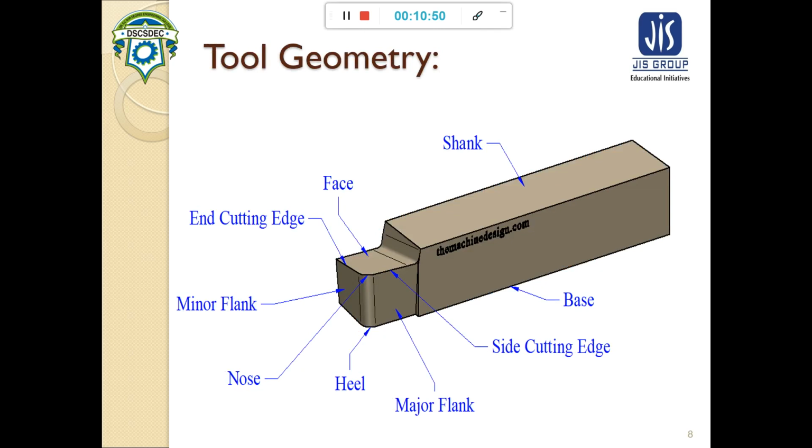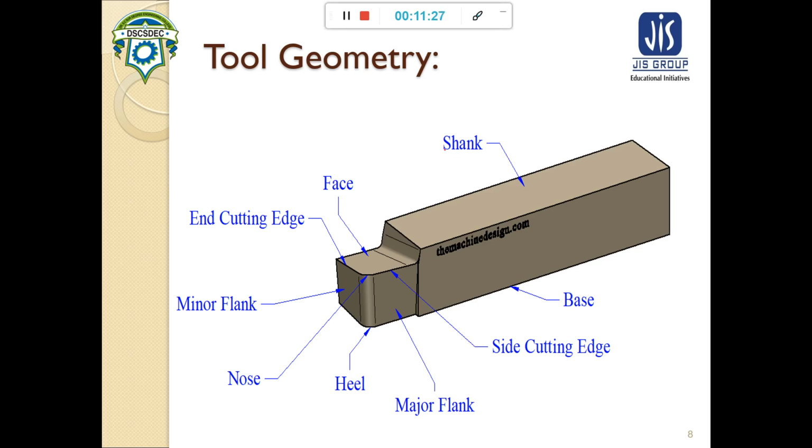Now we will see about tool geometry. What is tool geometry? Tool geometry is nothing but the distinguishing features of the tool: how the tool looks and what the perfect shape of the tool is, so that it can give us maximum productivity. Only the tool geometry of a single point cutting tool is in our syllabus, so we will study that only. In this figure of the single point cutting tool, we can see the distinguished parts of the tool.